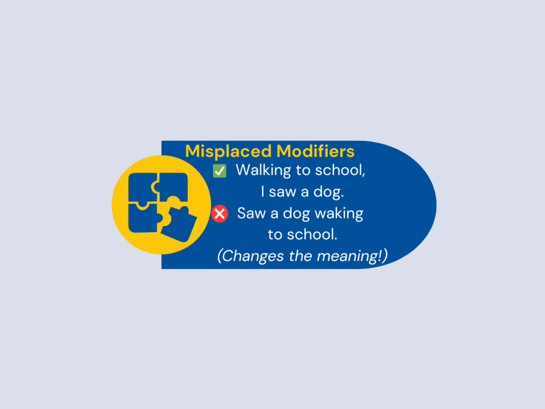Misplaced modifiers. A misplaced modifier is when a descriptive word or phrase is too far from the thing it's supposed to describe, which can confuse or even completely change the meaning. In our example, "walking to school, I saw a dog" correctly shows that I was walking. But if you say, "I saw a dog walking to school," it sounds like the dog was going to school. Always place modifiers right next to the word they're modifying.